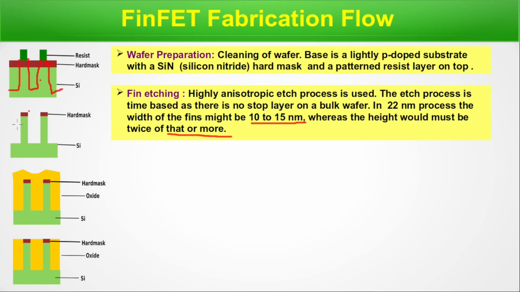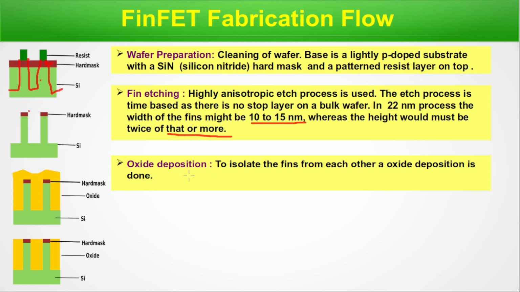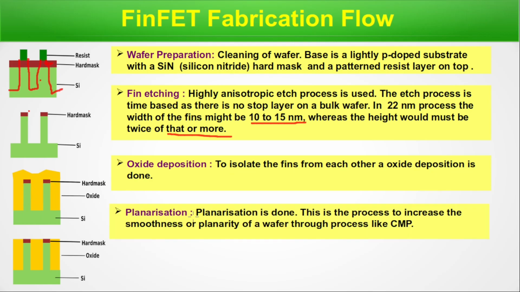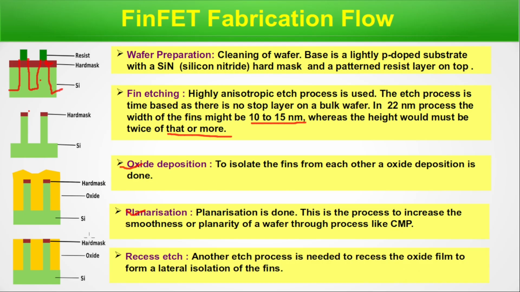Finger-like fin structure formed. Now oxide deposition. To isolate fins from each other, oxide deposition is done. So these two fins are separated by an oxide layer. Now planarization. Planarization is to increase the smoothness or planarity of the wafer through a process like chemical mechanical polishing, that is CMP process. Now recess etch.